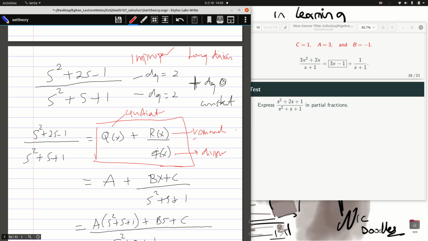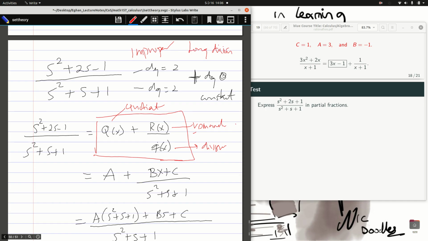Okay, but we showed how to get the Q of x. Q of x is what you add. This one I can easily find, because it is degree 2, it is quadratic. A quadratic polynomial partial form will have ax plus b over whatever term you had there. But first, let's find what the Q of x would be.